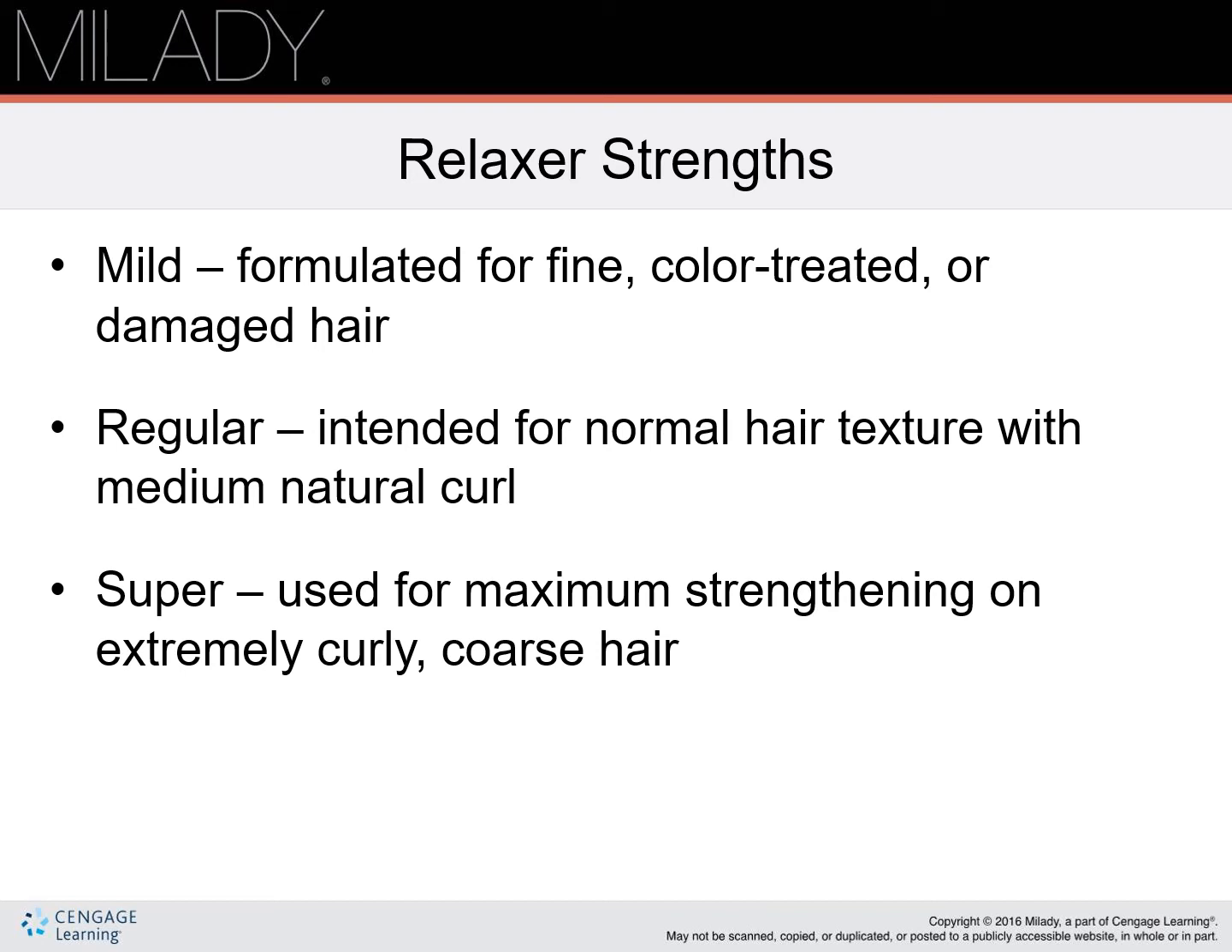Now we're going to talk about relaxer strengths. Most come in 3 different strengths, that being mild, regular, and super. Mild is formulated for fine, color-treated, or damaged hair. This strength is also used for texturizing hair. We're going to talk about texturizing later, but that is where you leave some curl and some wave in the hair. Regular strength is intended for normal hair texture with medium natural curl. This is the most commonly used strength and often produces a smooth, straight result. Super is used for maximum straightening on extremely curly or coarse hair.